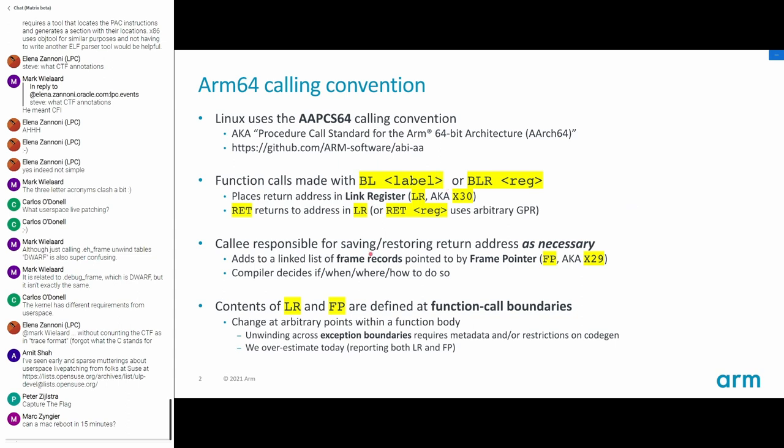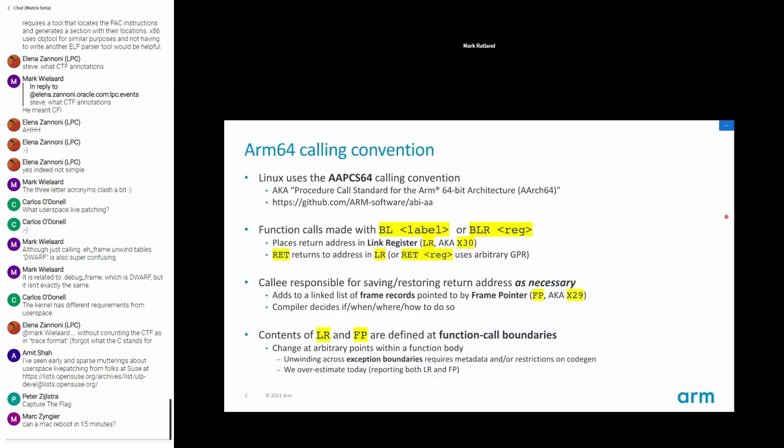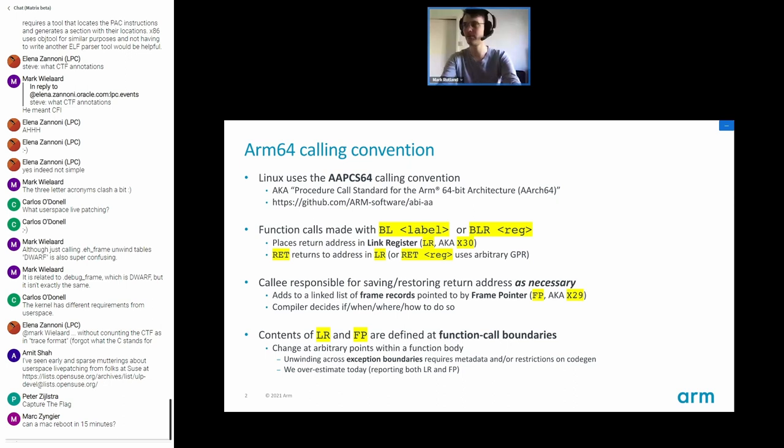So on ARM64, our calling convention is called AAPCS64, and it's on this GitHub page if anyone wants to go into the fine details of it. The big deal is that function calls are made with BL or BLR, which is branch and link register. These instructions atomically put the return address into the link register, which is just a general purpose register, also known as X30. The return instruction just consumes that value, leaves the register as is, and is basically an indirect branch back. So it's the callee's responsibility to save and restore this onto the stack if necessary.